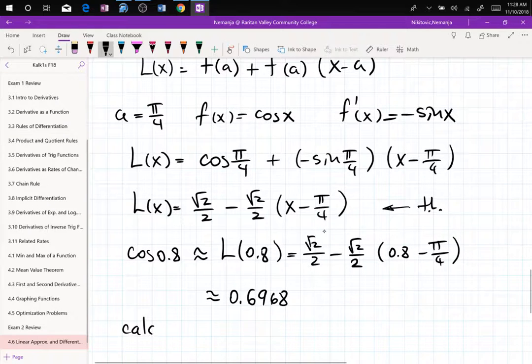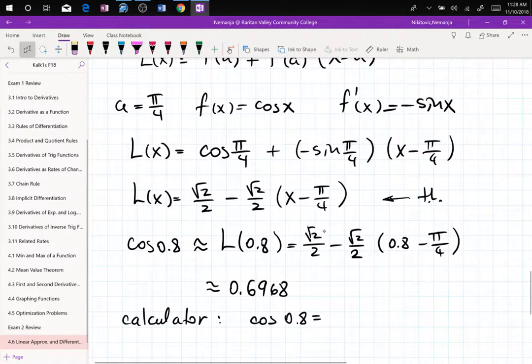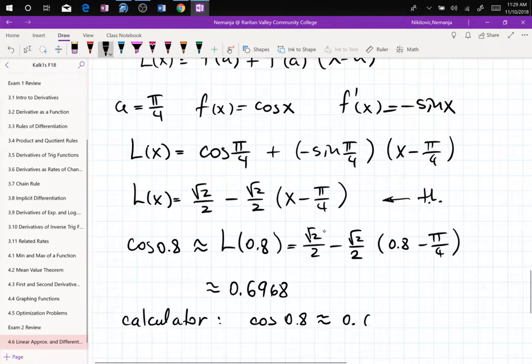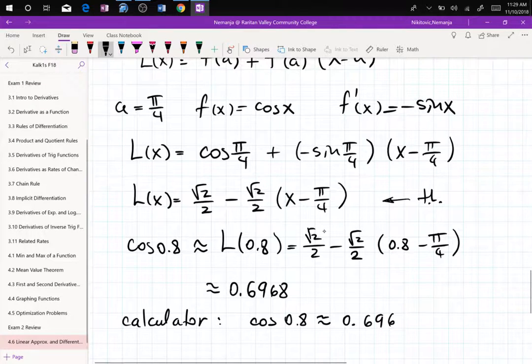And the calculator will say cosine of 0.8 is, I just need to make sure first that I am in radians, I am. So cosine 0.8, calculator version, is 0.6967. That's 1/10,000 off. This is how good these approximations are.